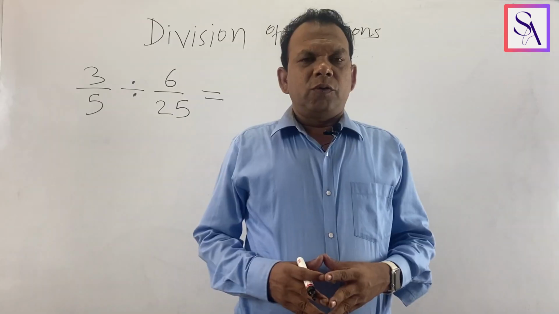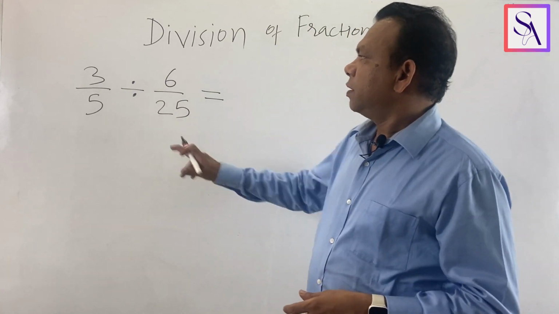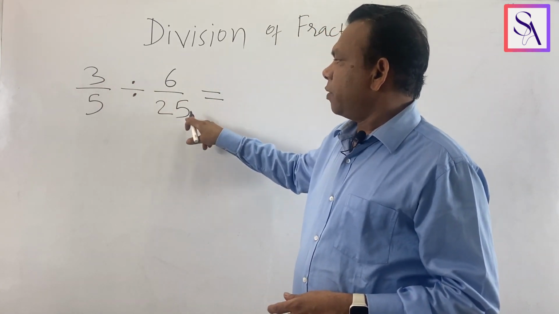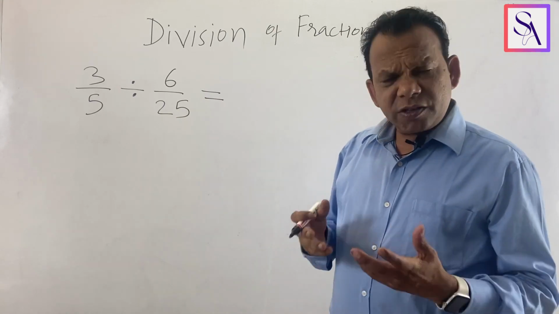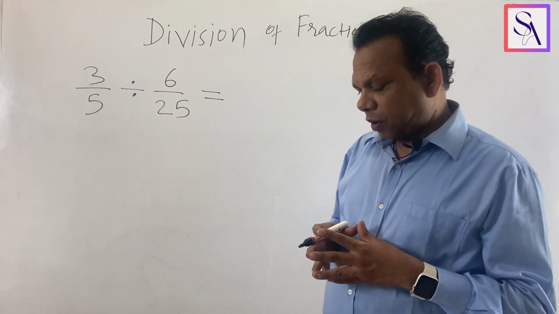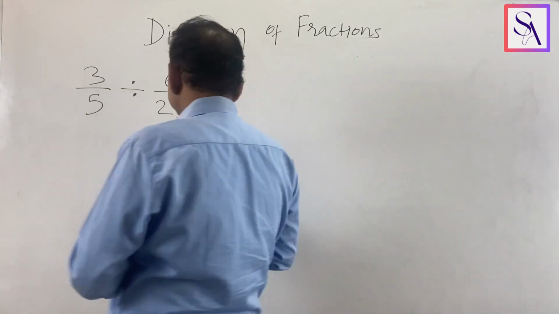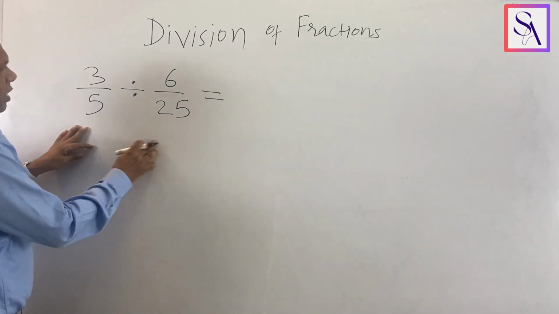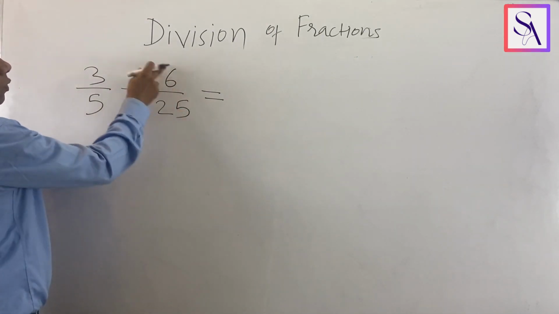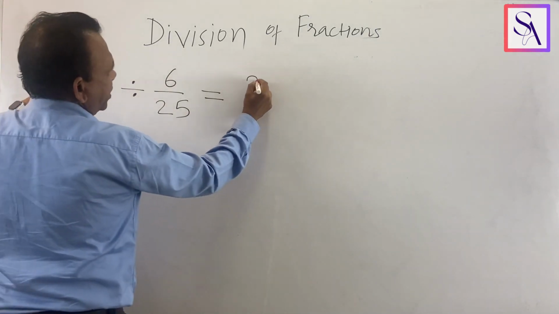Got it? So division of fractions. Our example is 3 by 5 divided by 6 by 25. This is a very simple example. It's similar to multiplication. Only one step you have to add in this example. So which one is it? Just convert this division into multiplication. How to do that? Just write the first fraction as it is, 3 by 5.